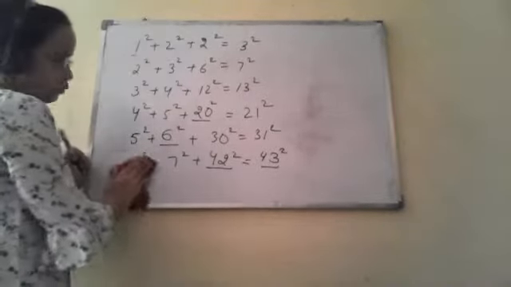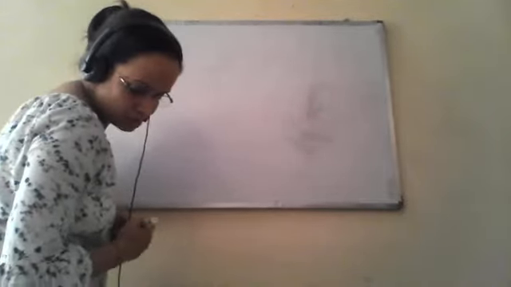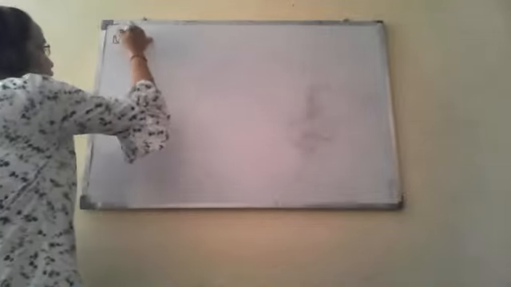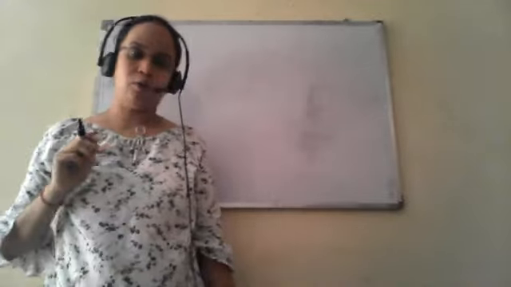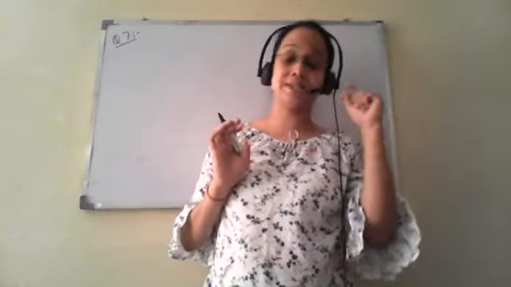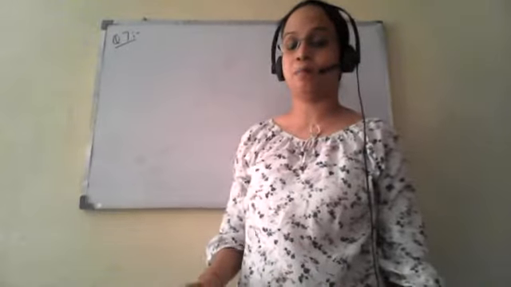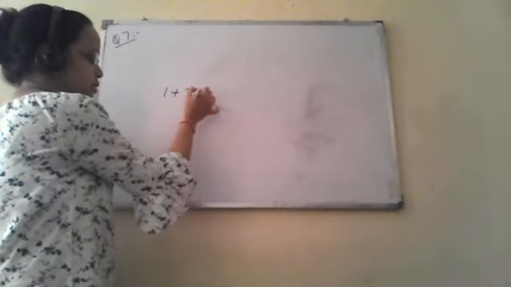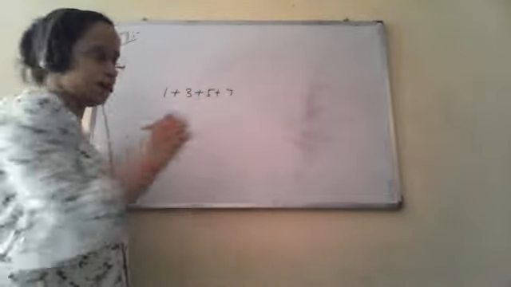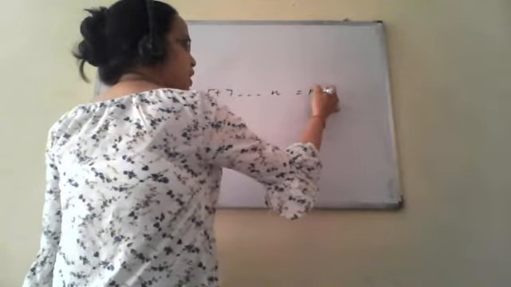Now question number 7. This is very simple. Without adding, find the sum. There I have told you the property. What was the property? The sum of first n consecutive odd numbers. Suppose there are consecutive odd numbers, that is 1 plus 3 plus 5 plus 7 up to n, and n is also an odd number. So their sum will be n square.